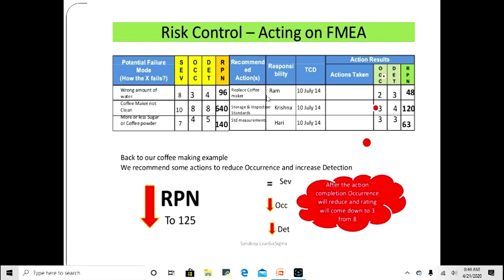You can see here there is an action plan that is done. For the first one, wrong amount of water, they have changed the equipment, that is, they replaced the coffee maker. Once they replaced it, they dated when they replaced it, so all the other things have been reduced. You can see the RPN number has reduced to 48. From 96, it has reduced almost by 50%.